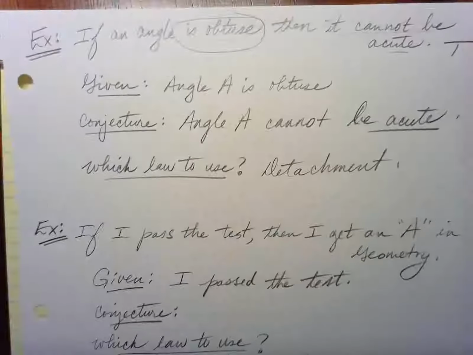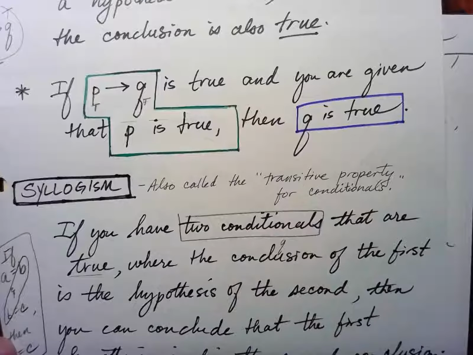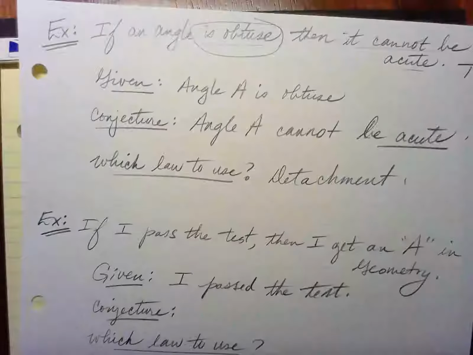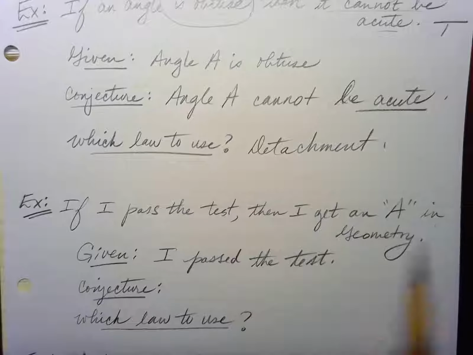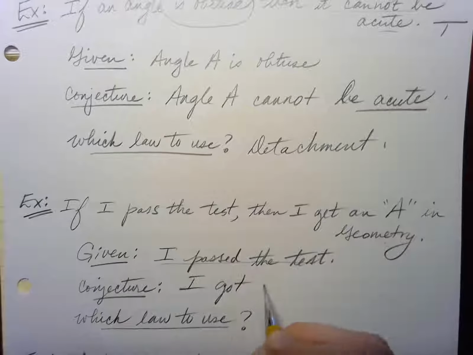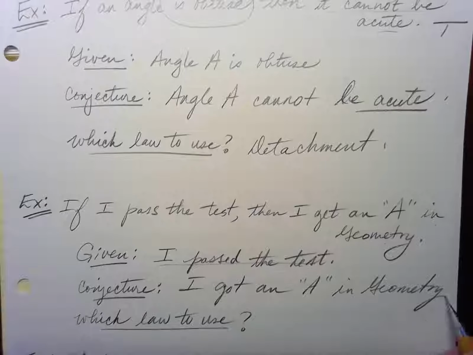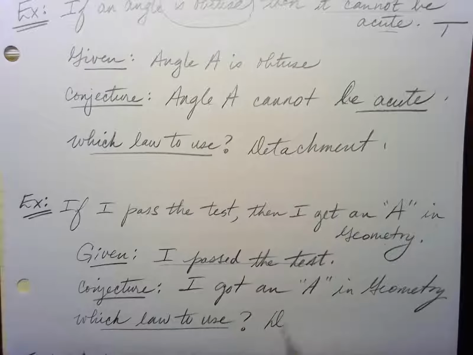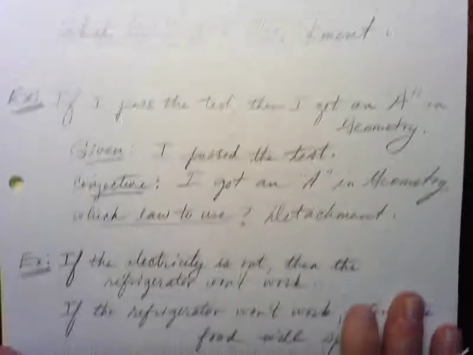Another trick here, if you're trying to figure out which one to use: for syllogism you have to have two different conditionals to start with. You have to have two of them, because you have to go across two different things. Here's another one. If I pass the test, then I will get an A in geometry. The given is I passed the test, so our conjecture is that I got an A in geometry. Which law did I use? I used detachment.